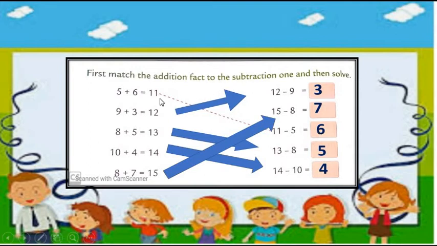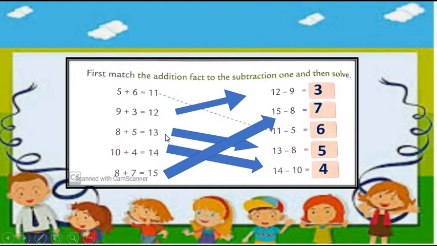Okay. Now 9 plus 3 is equal to 12. In this column, find the number that starts with 12. It is 12 minus 9. So 12 minus 9 is equal to 3. So 9 plus 3 is equal to 12, same as 12 minus 9 is equal to 3.